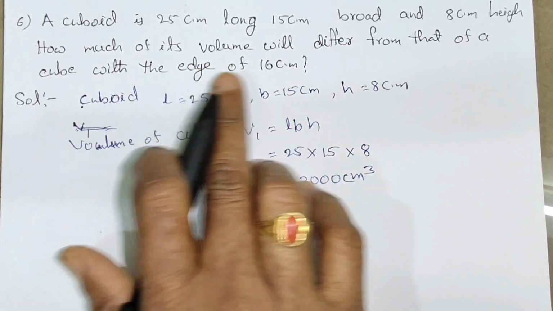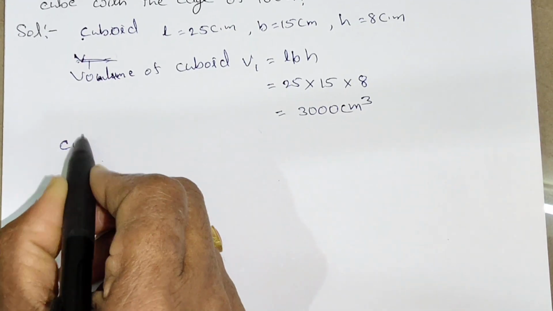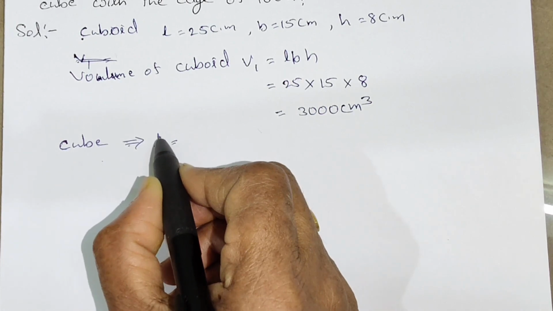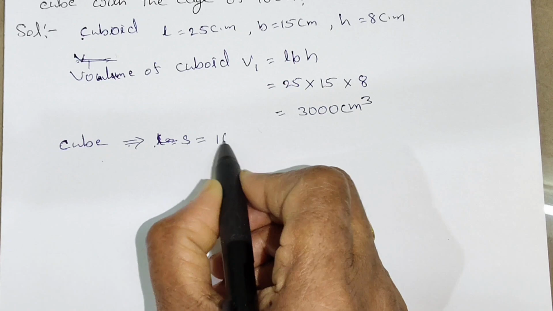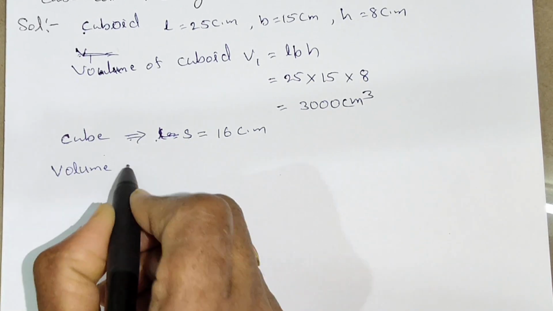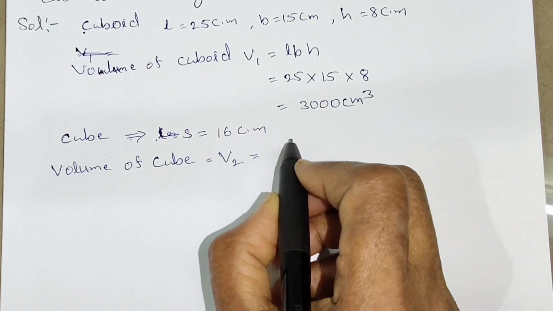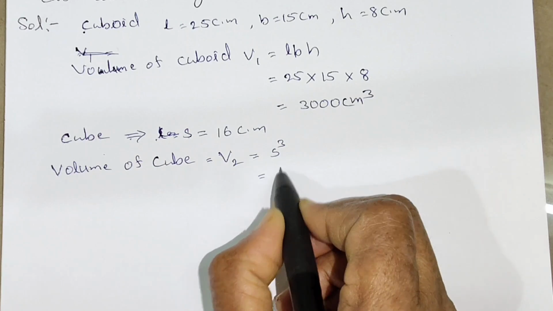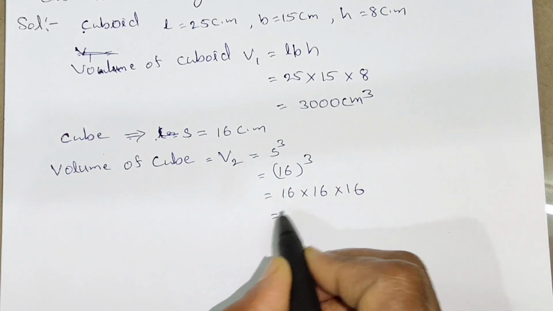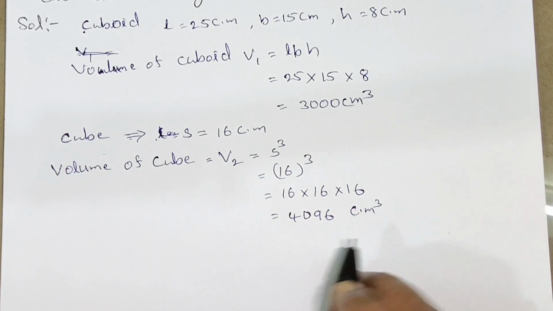Now we find the volume of the cube with an edge of 16 centimeters. The cube measurement is side S equals 16 centimeters. The volume of the cube V2 equals S cube equals 16 cube, which is 16 into 16 into 16. Multiplying these three numbers gives 4096. The unit is centimeter cube.